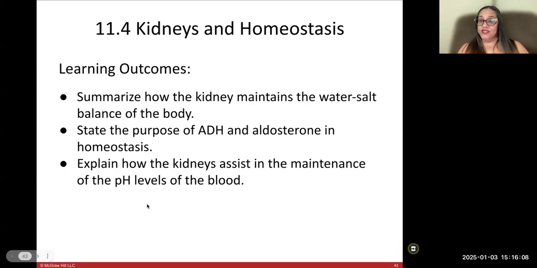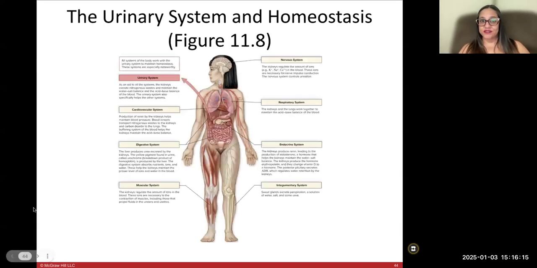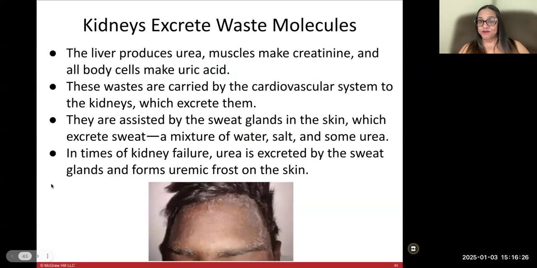Section 11.4, the kidneys in homeostasis. Every single system in our body maintains homeostasis. So the urinary system works with all of these other systems to maintain homeostasis. We will go through a lot of them.